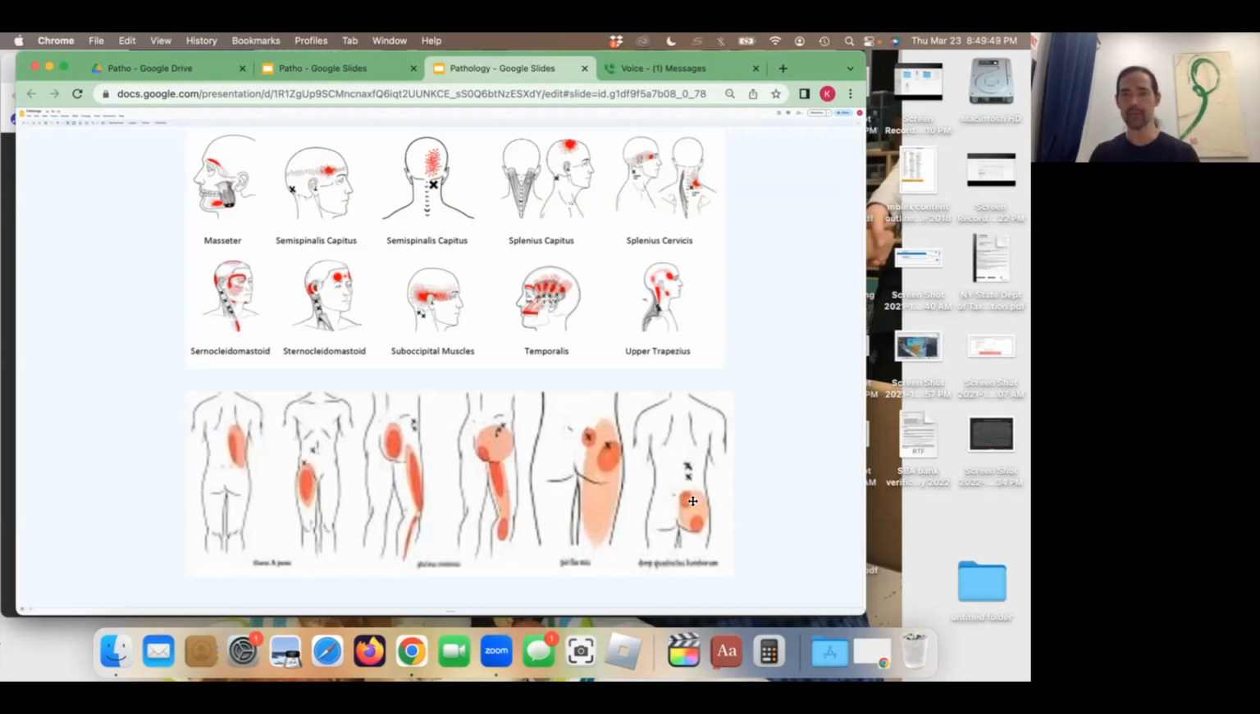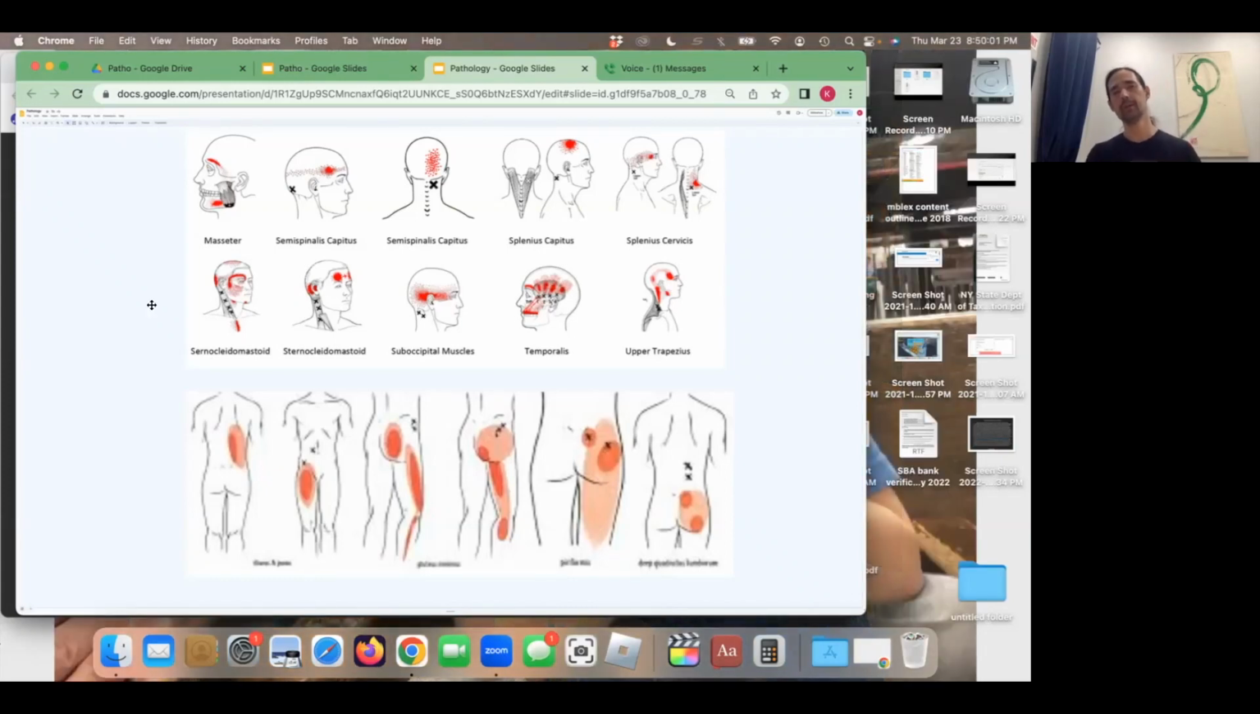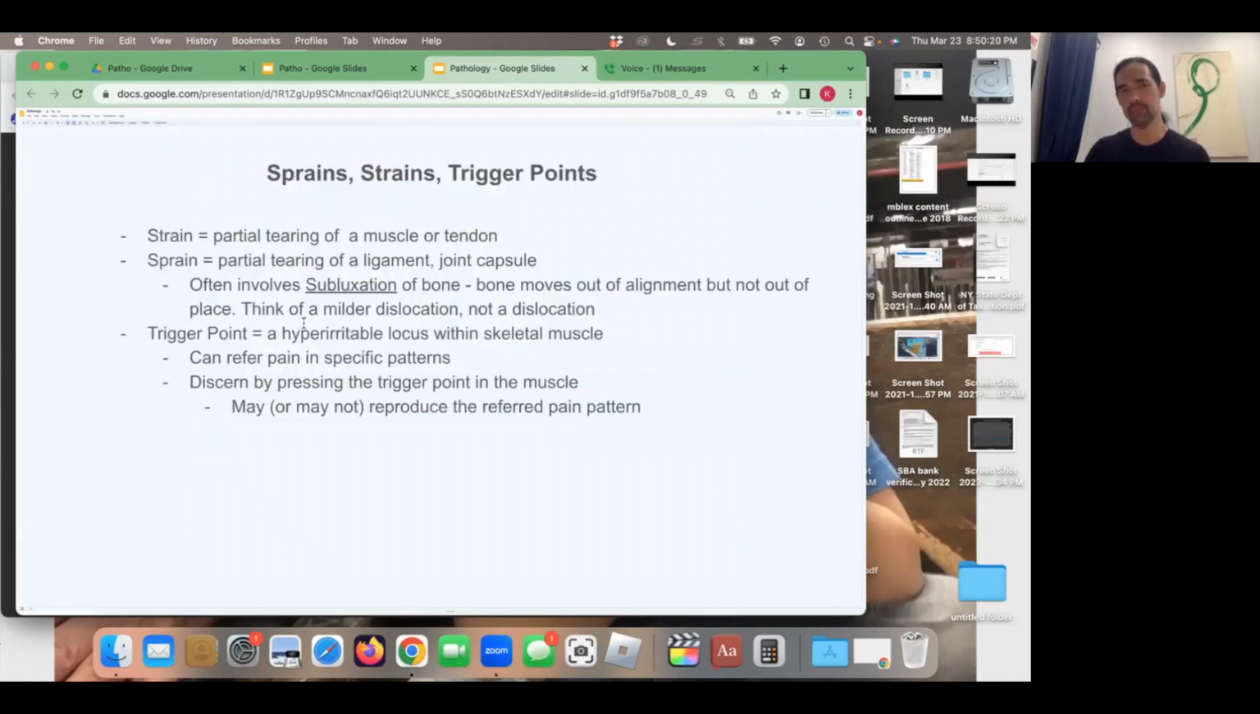Trigger points in the back can refer pain down into the glutes. Trigger points in the upper trap can refer pain up over the head to the corner of the eye, to the corner of the jaw. So they have pain referral patterns. They don't just cause pain locally, they can cause pain in other places. If you find a trigger point and press on it, you may recreate the pain referral pattern. You may not also, but of the kinds of things that you're going to encounter, reproducing a pain referral pattern is part of diagnosing a trigger point.